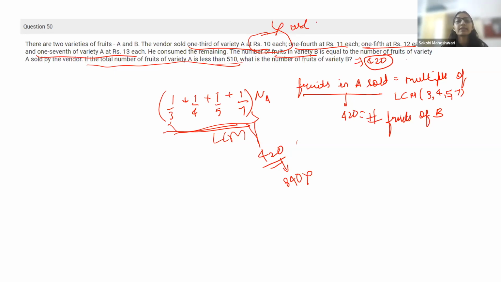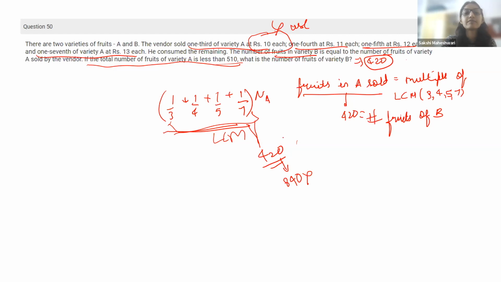Now, what we are given is the number of fruits he sold of category A has to be a multiple of 3, 4, 5, and 7. Obviously, because he won't be selling half a fruit, right? He would be selling an integral number of fruits. So when we took this LCM, it came out to be 420, and the total number of fruits in variety A is less than 510 already. We know this. So we cannot take any multiple.